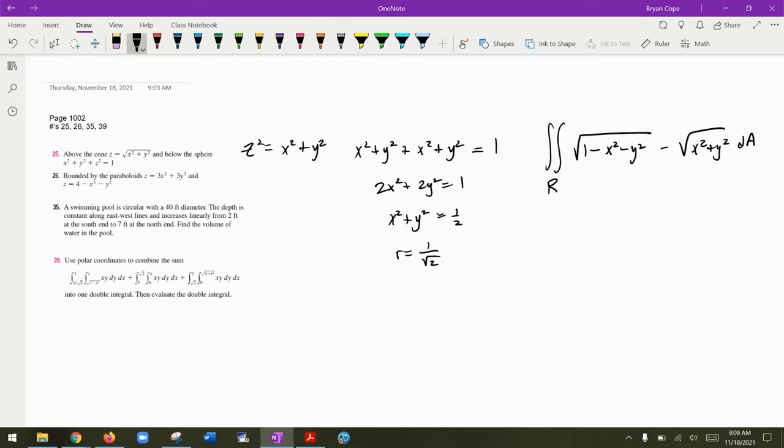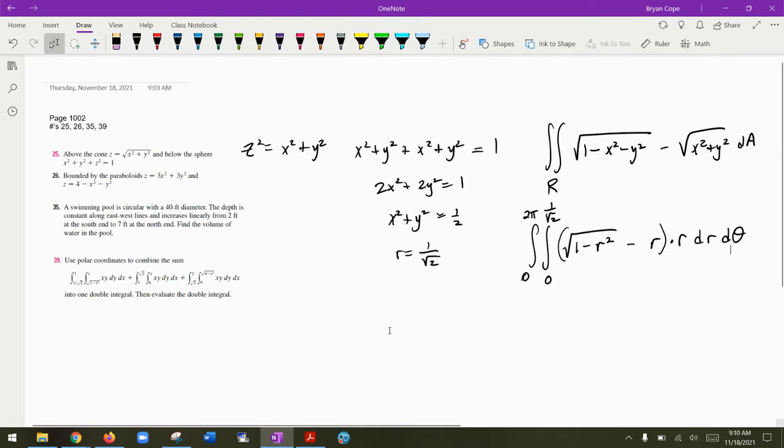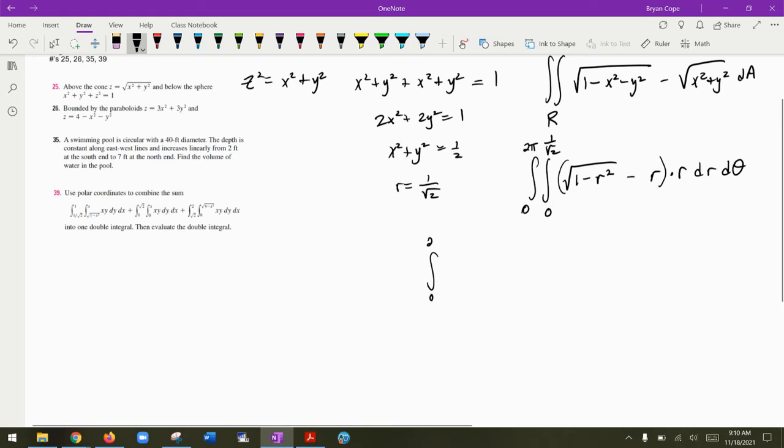So if we're going to convert this to polar, we are going to go from 0 to 2 pi for our angle. We're going all the way around the circle. We're going from 0 to 1 over root 2 for our radius. This would be the square root of 1 minus r squared, and then this would be minus r. And we don't forget the Jacobian, put the r in there, and then we have dr d theta. Okay. So this is going to be the integral from 0 to 2 pi of 1 d theta times the integral from 0 to 1 over root 2 of r root 1 minus r squared minus r squared.